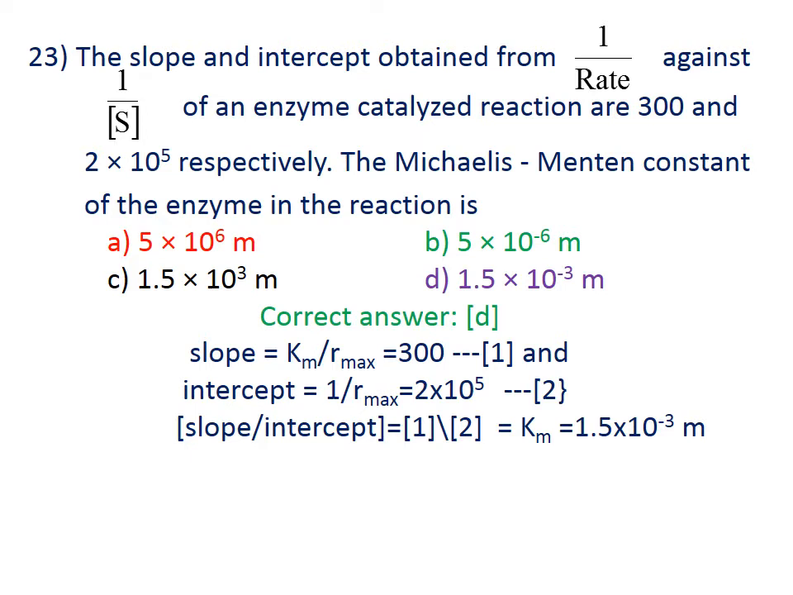Here you have to note 2 points. The slope will be equal to Km by Rmax. This will be equal to 300. That is equation 1. The intercept will be equal to 1 by R maximum, that will be equal to 2 into 10 to the power of 5. Slope divided by intercept, that is equation 1 divided by equation 2, you will get Km, which will be equal to 1.5 into 10 to the power of minus 3 molar. The correct answer is D.